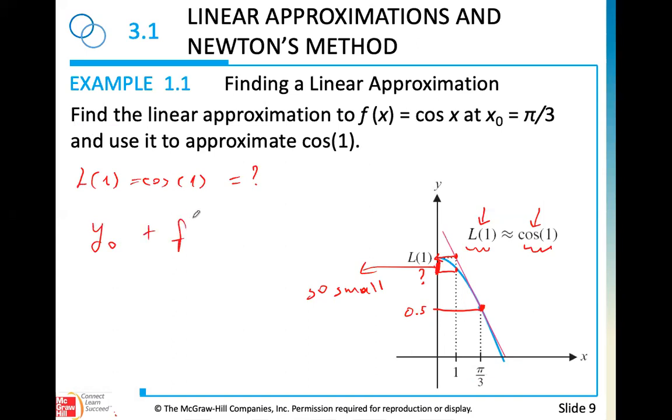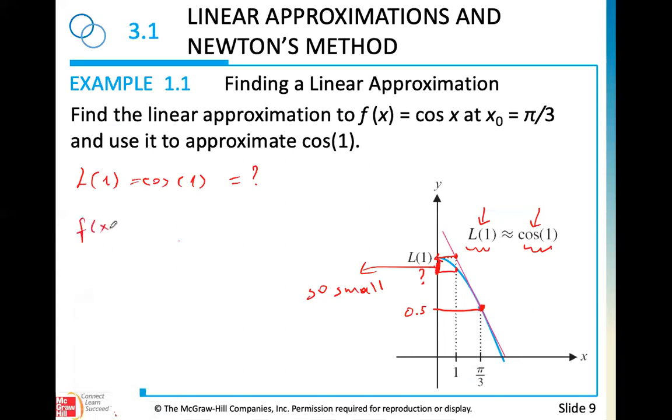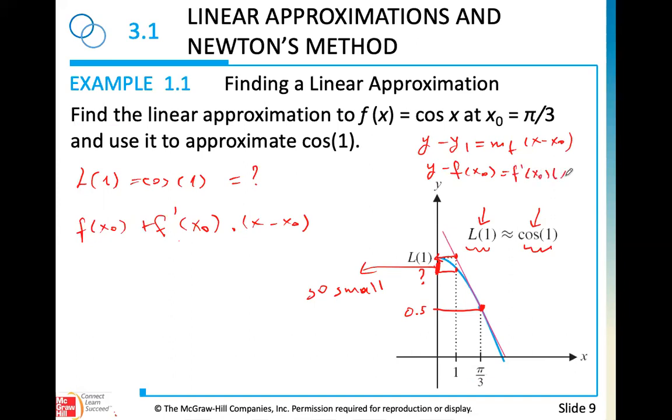It's not difficult. So L1, which approximates cosine of 1, my question, is equal to y0 plus f prime, or instead of y0, let's use the same notation as the book. This is equal to f at x0, which is y0, plus f prime at x0, which is the slope, times x minus x0. This is almost the same as this.